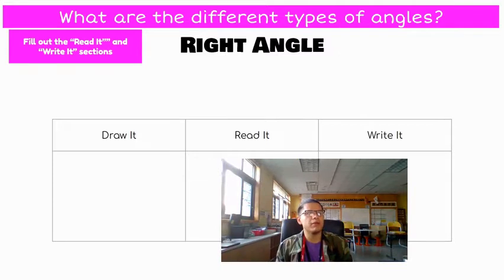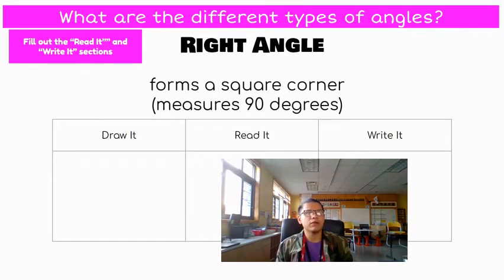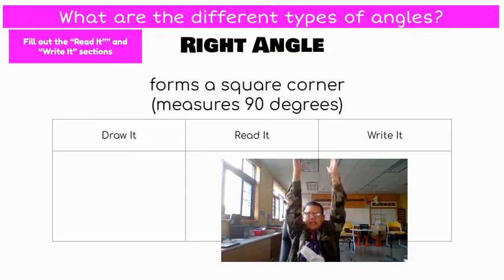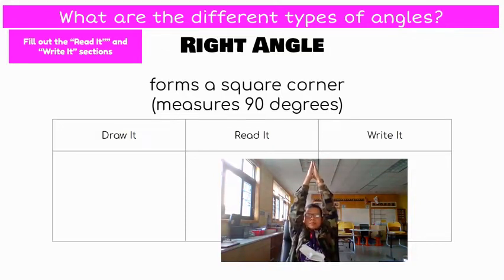So let's form a right angle. Now, a right angle forms a square corner or measures 90 degrees. So again, go ahead and use your body for me. Start at 0 degrees. So if you're in a shape, you can start at the very tippy top and you're at 0 degrees.